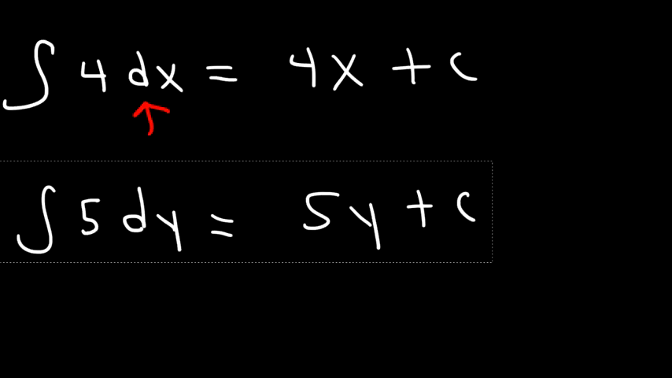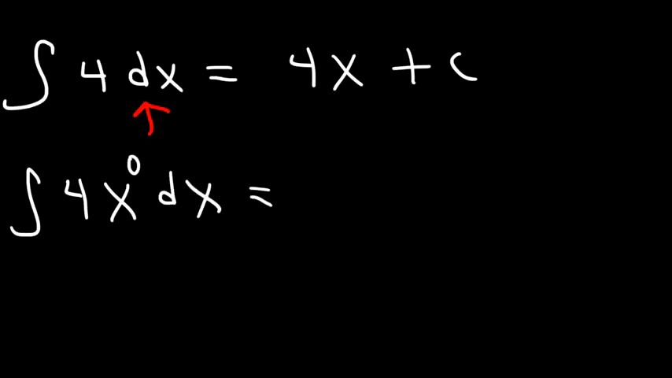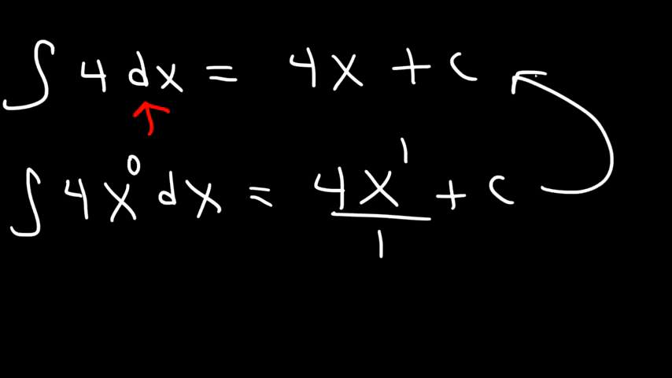Now let's go back to the first example. To show your work using the power rule, here's what you could do. 4 is the same as 4 times x to the 0 power, because anything raised to the 0 power is 1. So if we add 1 to 0 and then divide by 1, this will give us the same result, 4x. And so that's what you could do when dealing with a constant.